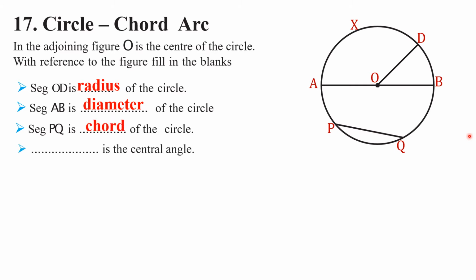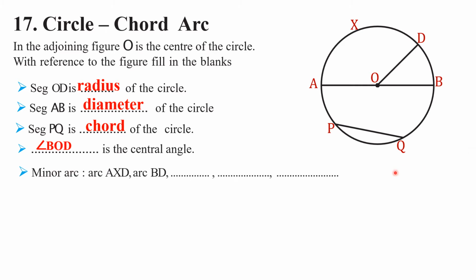Next, dash dash is a central angle. The angle formed at the center of the circle is called a central angle. Angle BOD and angle AOD are the central angles. So write down any one of the names. Angle BOD.